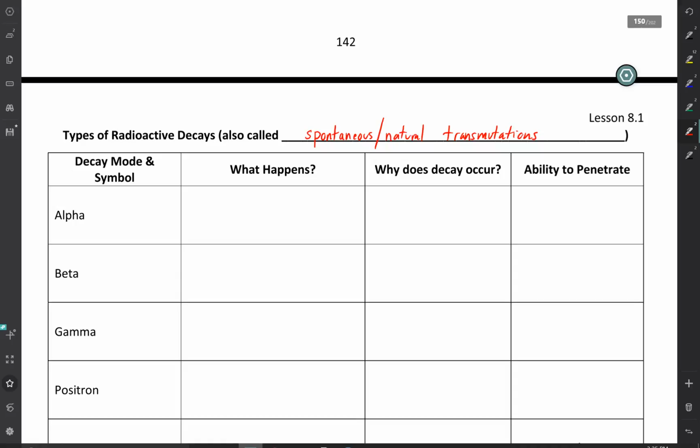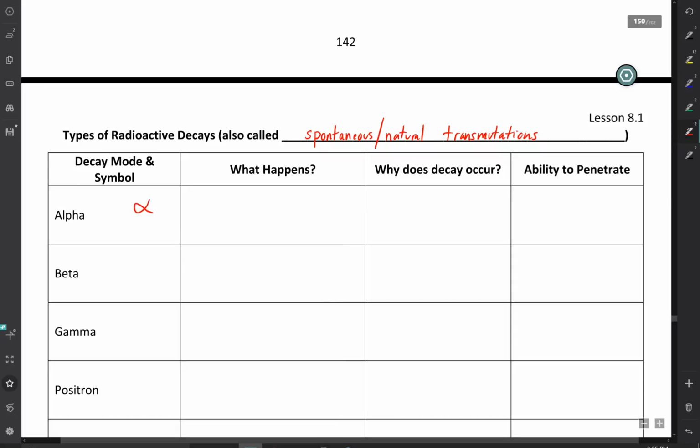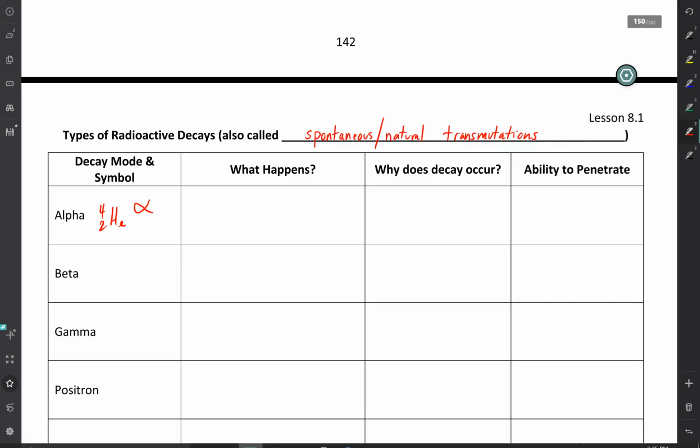The symbol for alpha is that. Sometimes you'll see alpha written as 4 2 He because alpha particles really are a helium nucleus. Please don't make the confusion that a helium atom is an alpha particle. Those are not the same thing. A helium atom, in addition to the 2 protons and 2 neutrons, will also have 2 electrons. Alpha particles are only 2 protons plus 2 neutrons.